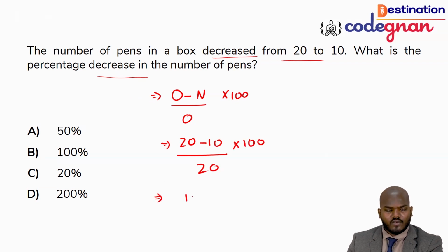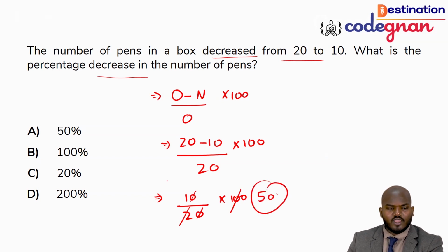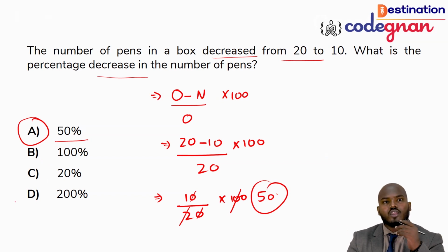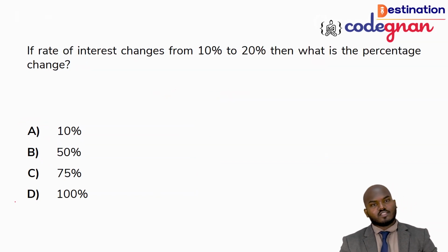So this will give you 10 by 20 cross 100, 0 gets cancelled, and 10 times of 100 we can call 50 here. So probably we can say that the option A is the correct answer. 50% is the decrease in the number of pens. Very simply, we are not going to make anything complicated. Using the simple formula you can get the answer within a fraction of seconds. Okay, so going to the next question, guys.